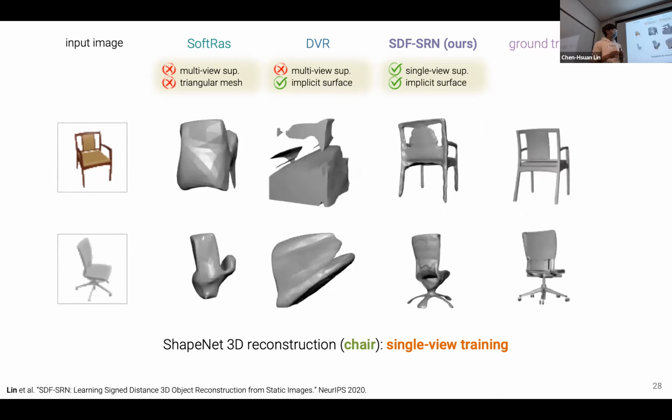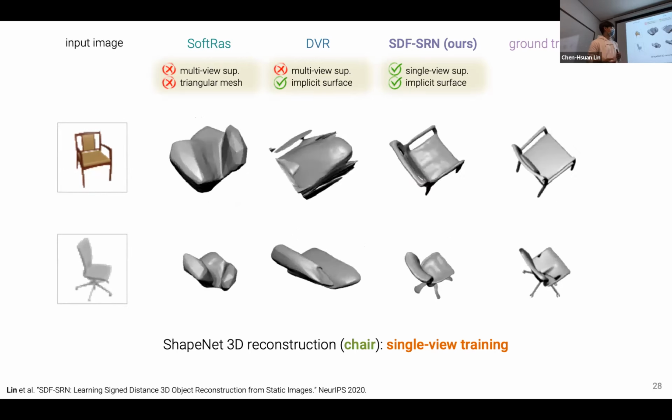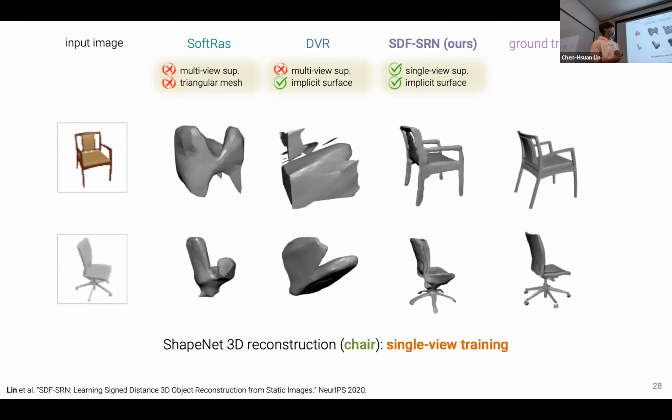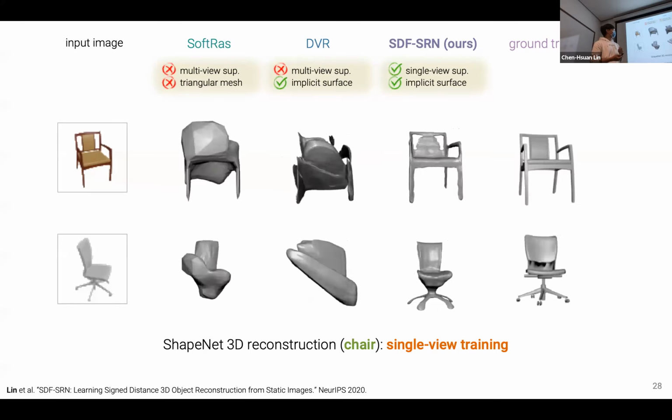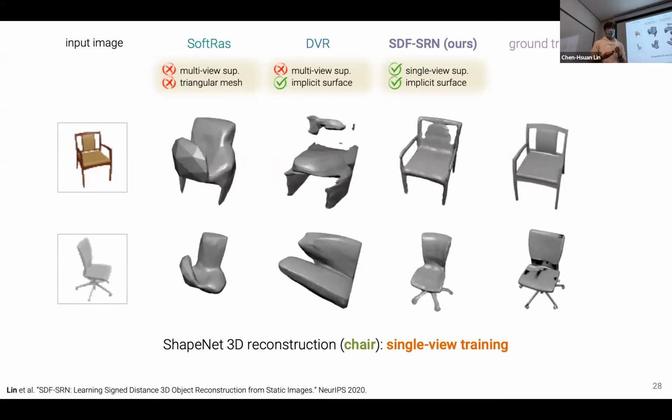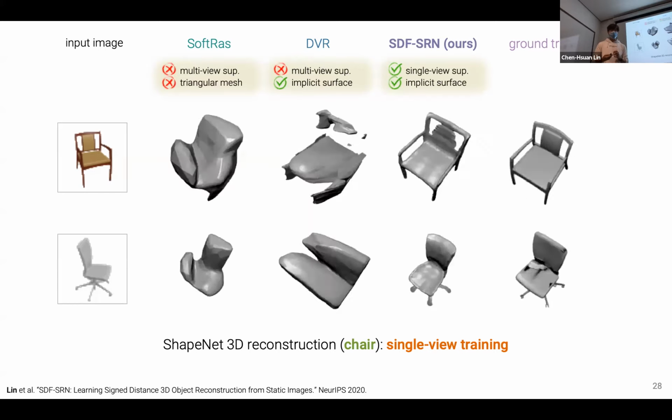So we can look at some of these results in a category setting where we have tried to reconstruct these chairs. We can see that our method reconstructs these shapes a lot closer to the ground truth.